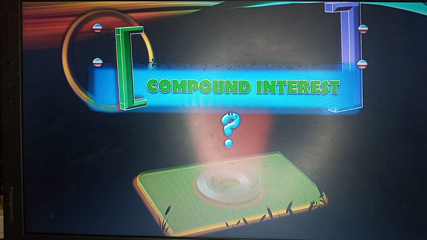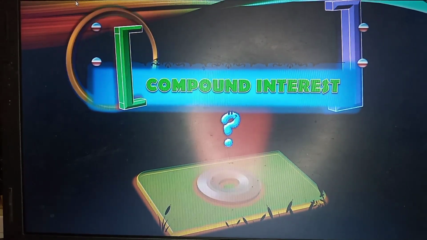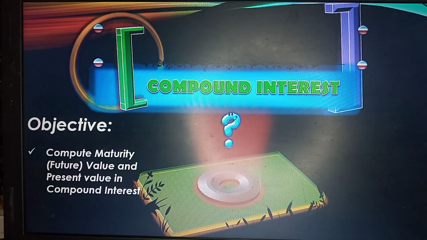The topic is compound interest. Alam ko natapos na natin yung simple interest for the past video na inyong nakita. Ngayon karon atong makatunan kung saan compound interest. The objective is to compute maturity or the future value and present value in compound interest.